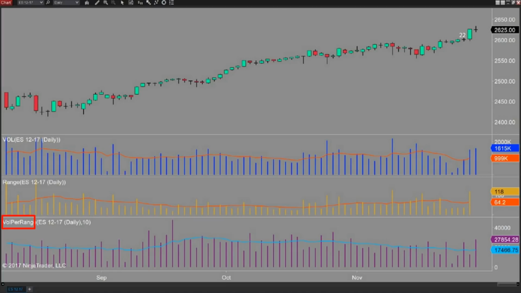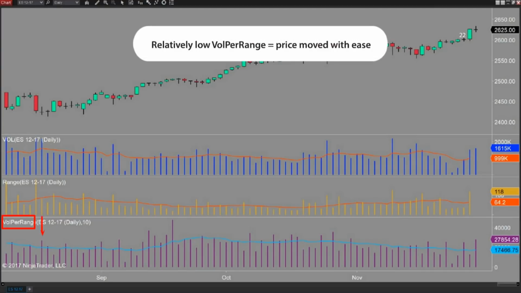Okay, just to go through a couple of examples here. This is volume per range on the bottom. This is a daily chart. Volume in blue, range in orange, and volume per range in purple on the bottom. So we're going to look at a couple of very high volume per range bars here. And you see what they're coinciding with? They're usually narrower ranging bars, but not always. They tend to coincide with turning points in the market, or at least cause some sideways movement thereafter.